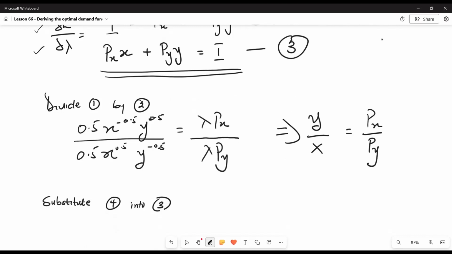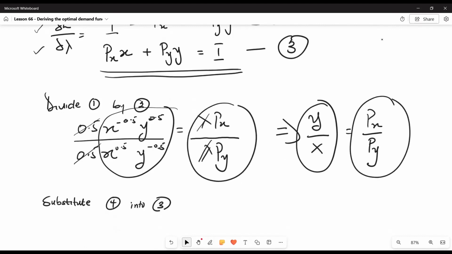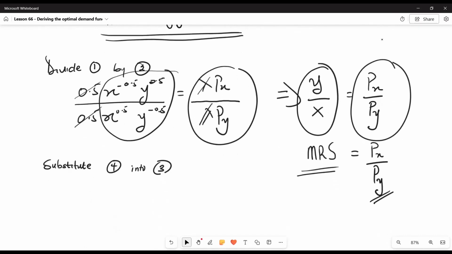This is obtained by cancelling out our lambdas and the 0.5 and simplifying the rest of this equation to get y divided by x. And what is left here is also Px over Py. So this shows our two slopes being the same, which is the marginal rate of substitution being equal to the ratio of the two prices, which is our equilibrium condition when there's an interior solution, the slope of the indifference curve being equal to the slope of the budget line. Now let's move on to simplify this equation further.